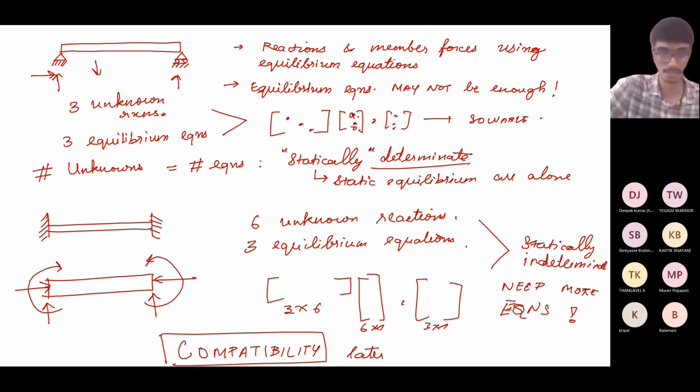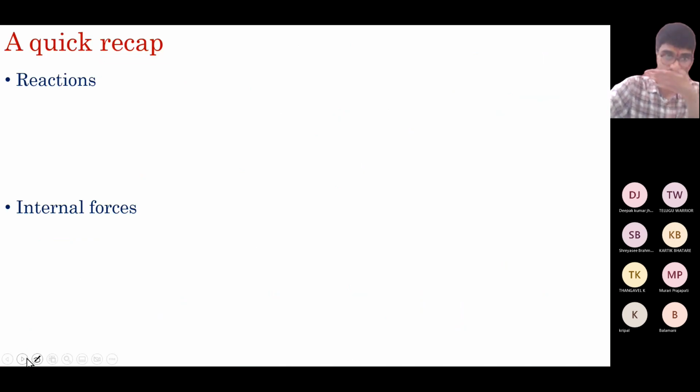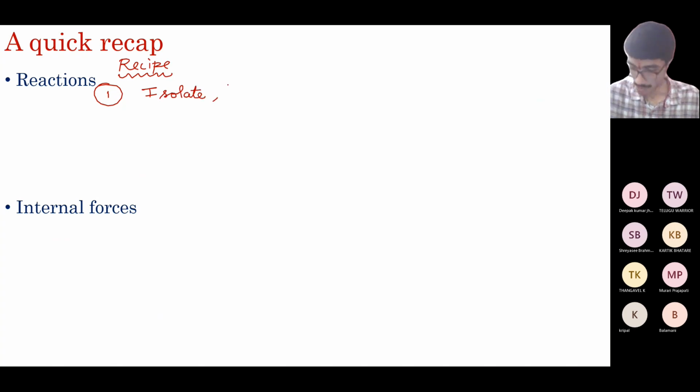Good. So let's get to the next aspect. What is the procedure to find the reactions, right? So what is the recipe to find the reaction? The first step to find the reactions is always isolate the structure. Isolate and draw a free body diagram. So this is one of the most basic steps.